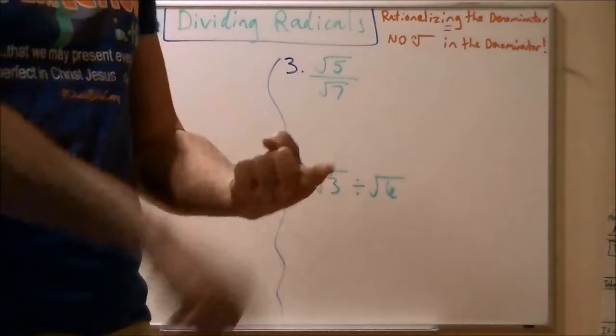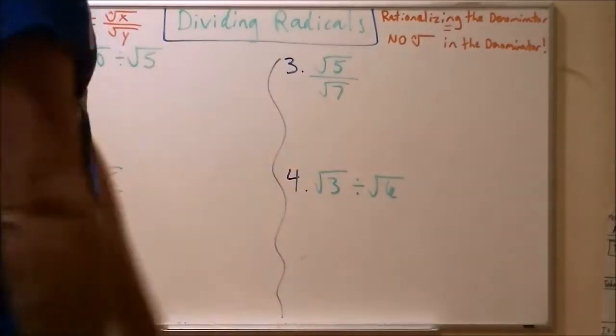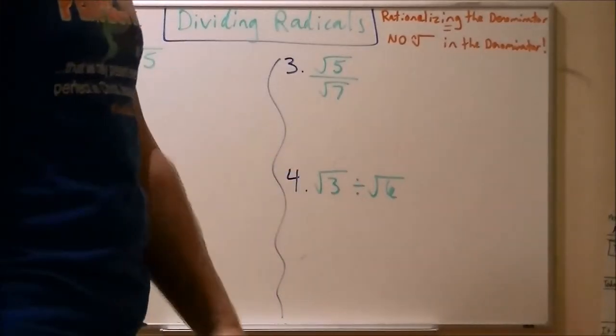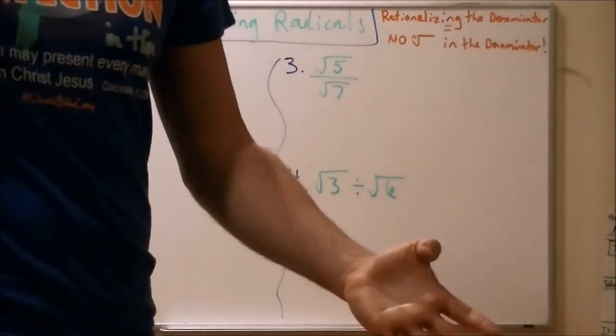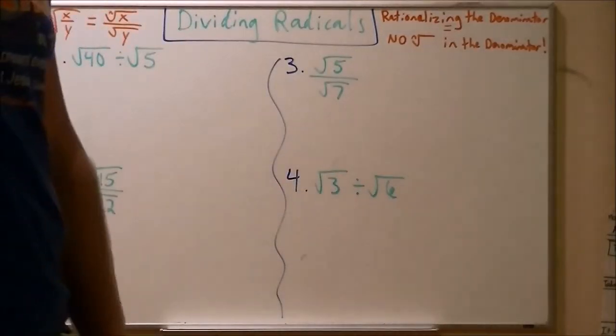So far, we have simplified radicals. We have multiplied radicals. We've done some adding and subtracting of radicals. Now we are ready to divide radicals, and it will be a blast.